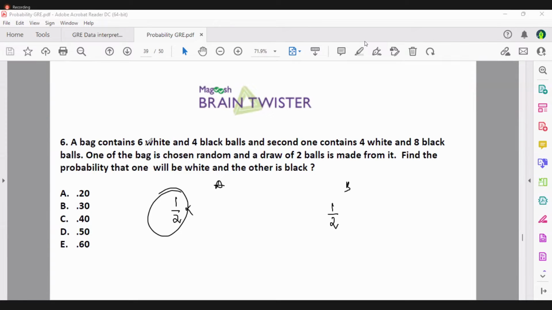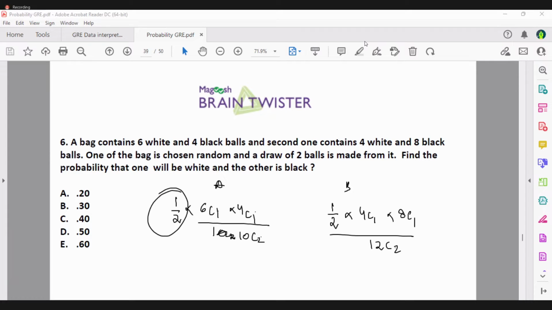So out of 6 white, we have to choose one. Out of 4 black, we have to choose one. Out of 4 white, we have to choose one. Out of 8 black, we have to choose one. And since there are 10 balls here, out of 10 we have to choose 2. And since there are 12 balls here, out of 12 we have to choose 2. So you can solve this and take out the answer. I think it would be 6 times 4 over 10 times. I don't remember the answer.